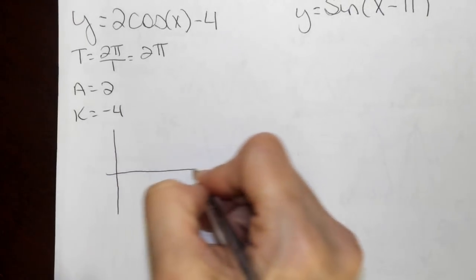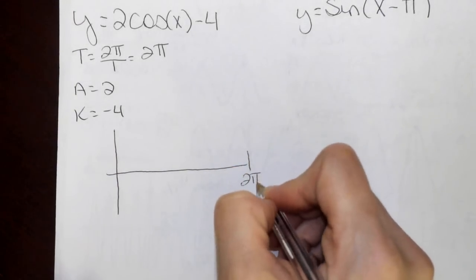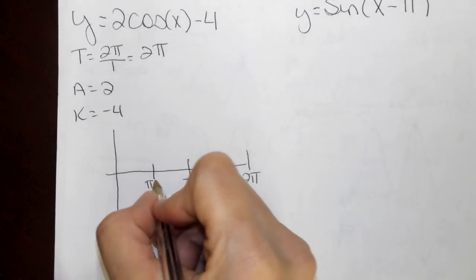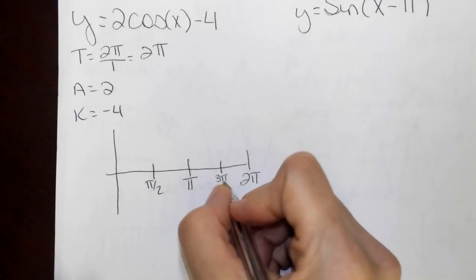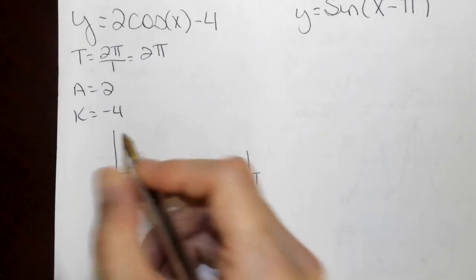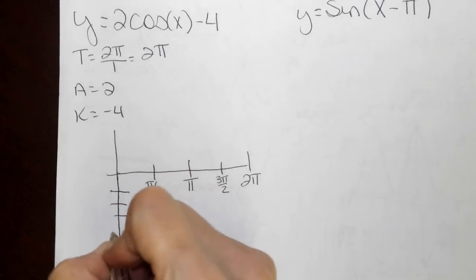So the first thing I'm going to do is go out to 2 pi, just like we talked about. Always go out as long as your period. I'm going to half it, half it, half it. And then you're going to graph the axis of wave next. And the axis of wave for this problem is -4. So 1, 2, 3, 4.